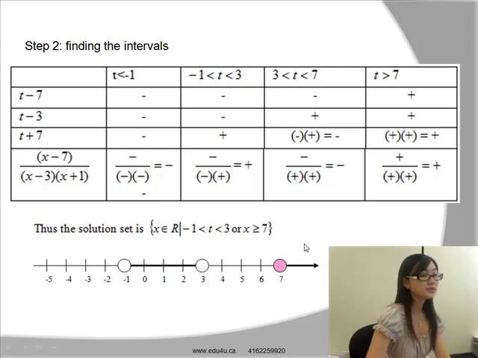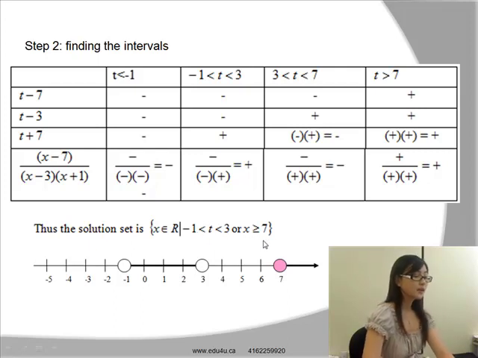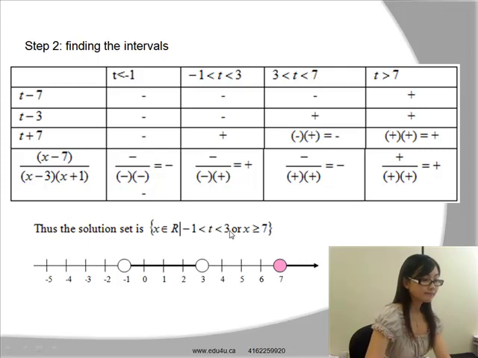However, we had the restriction that t cannot be equal to -1 and cannot be equal to 3. Therefore, our solution set is t belongs to the real numbers such that t is less than 3 and bigger than -1, or t is bigger or equal to 7.